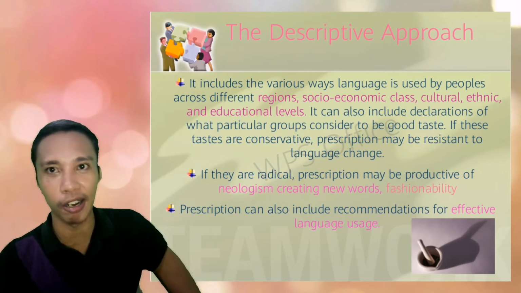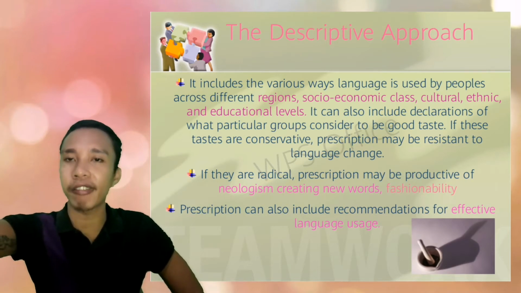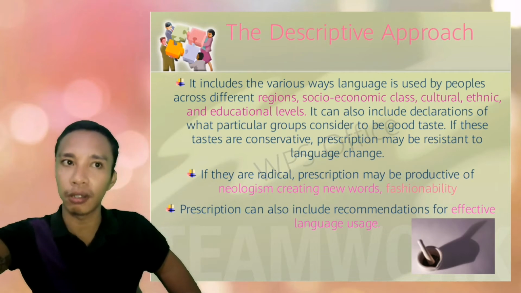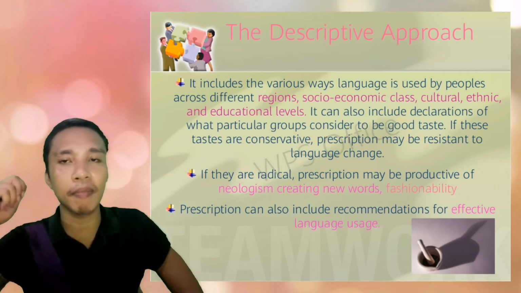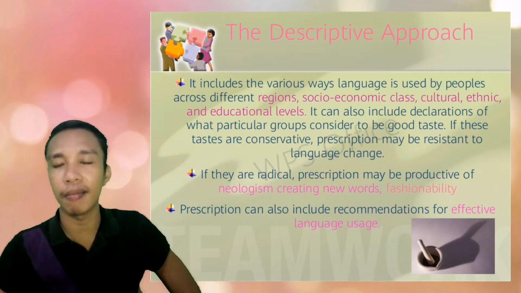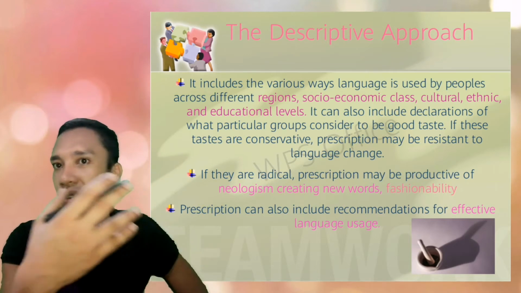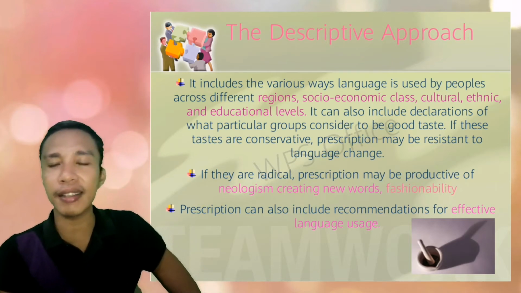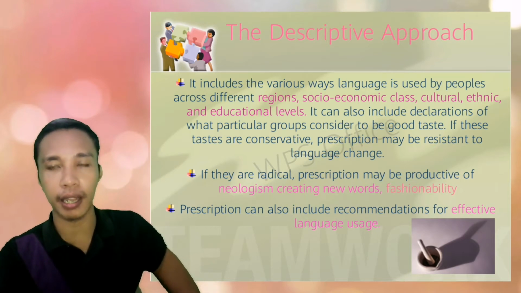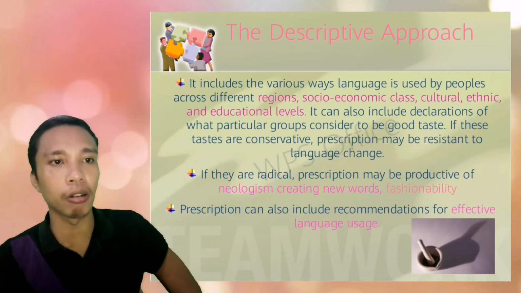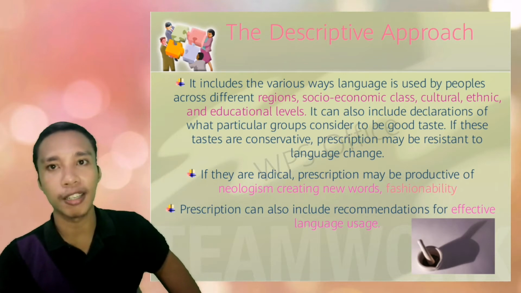So this is what's happening to a certain group of people who are on the higher hierarchy or the higher social status, no? Their cultural background, they're able to be raised in a different culture. Their ethnicity, maybe they were raised in an ethnic group, let's say the Ati or whatever ethnic group that is. So things like this, no? It would really affect their usage of a language. Prescription can also include recommendation for effective language usage.